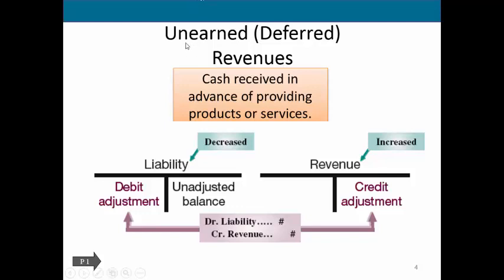Unearned revenue simply is when a company has gotten cash before it's earned. So if they do not fulfill their obligation, they would have to give that cash back. And until they do that, they owe something to you. So a company has a liability equal to whatever it is that they have cash for, but they have not yet earned.